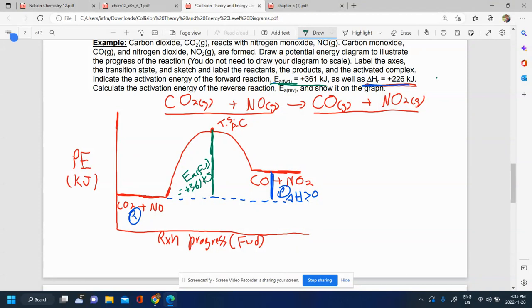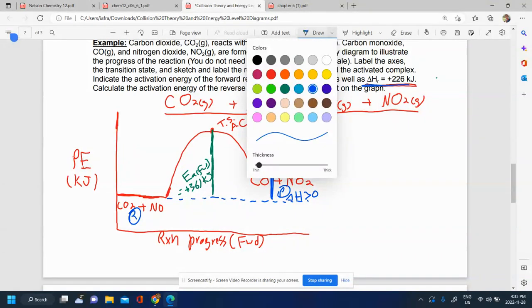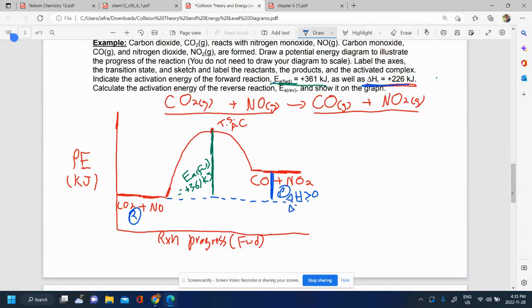Whereas the delta H we said was, so delta H is equal to positive 226, like that. So that is our delta H there, and that's in kilojoules as well. So we've labeled a big chunk of our diagram so far. We still have one more thing to do.